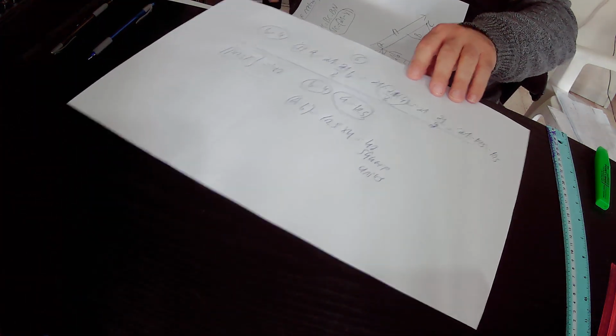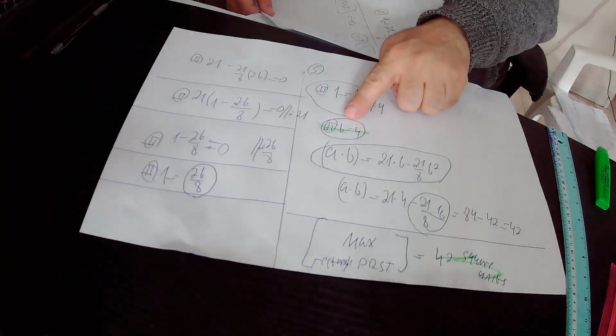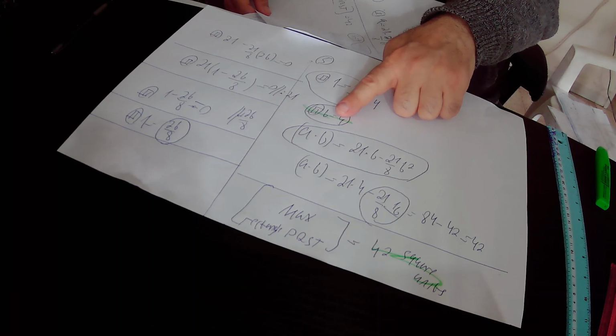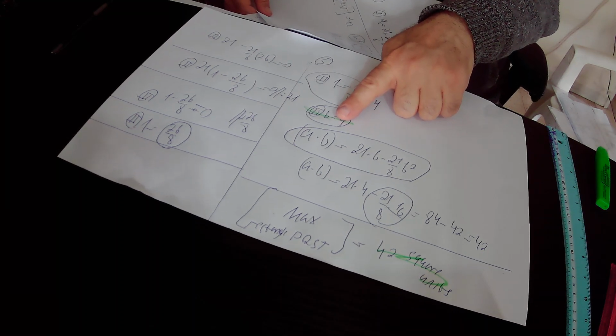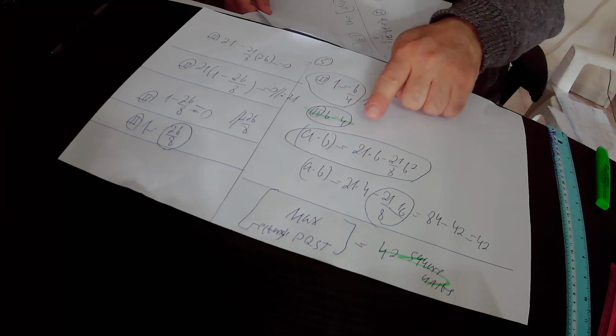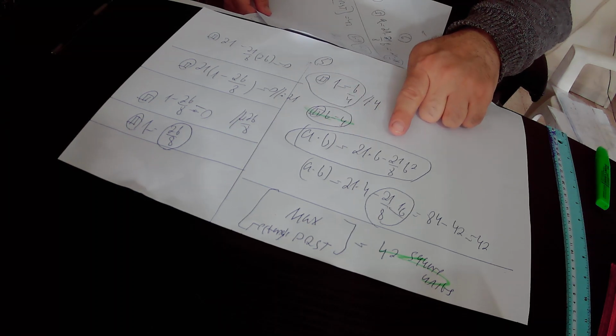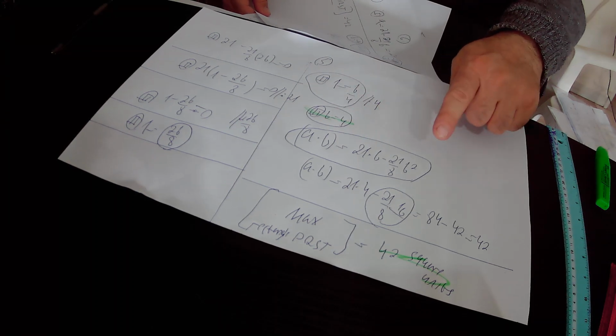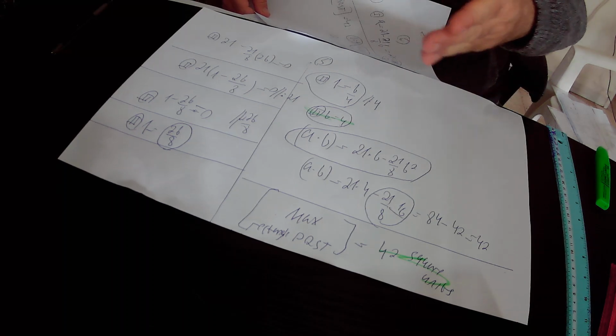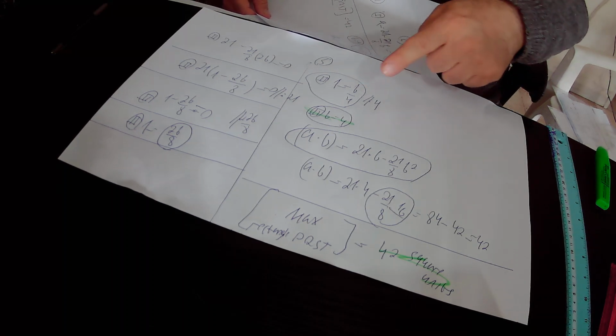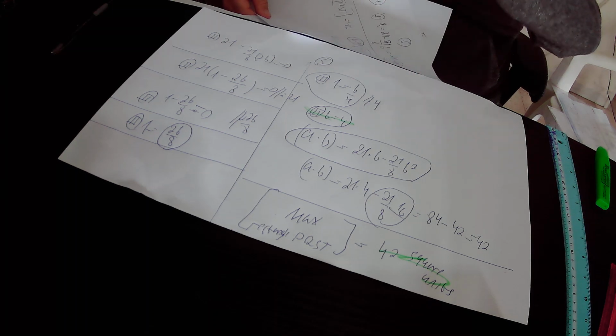So, this is the function area. The function area of rectangle PQST, a times b, is the area of rectangle PQST. It equals 21b minus 21 over 8 times b squared. So we have to substitute b in this function area by 4, because b is the extreme point, the maximum extreme point.